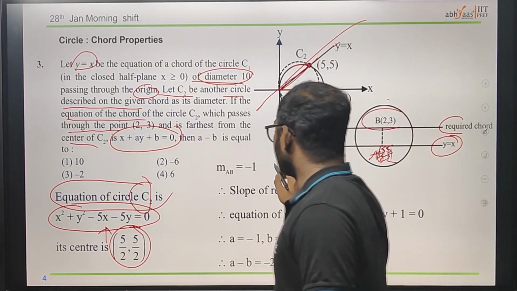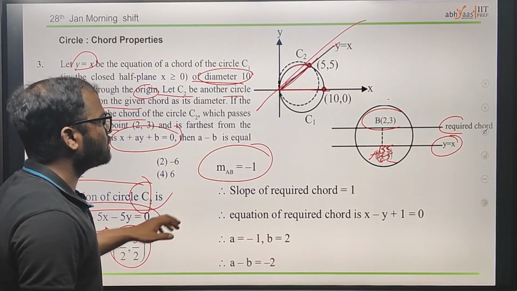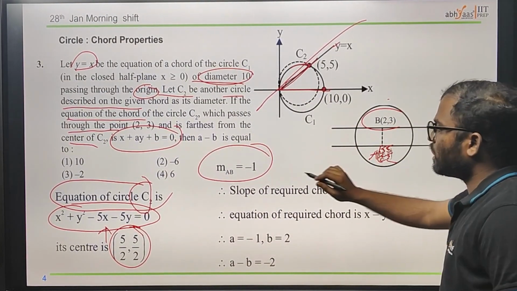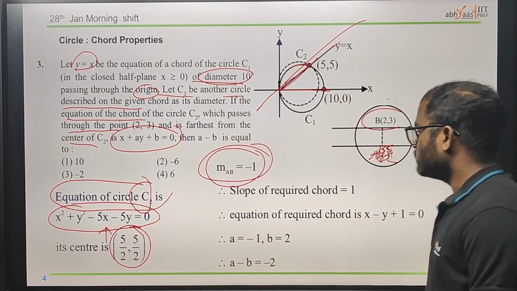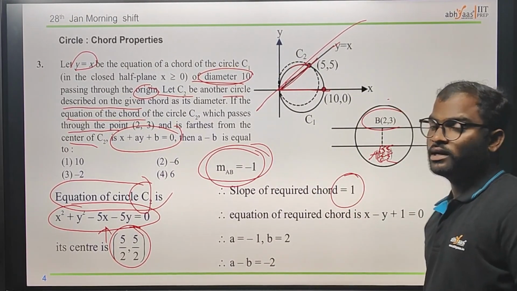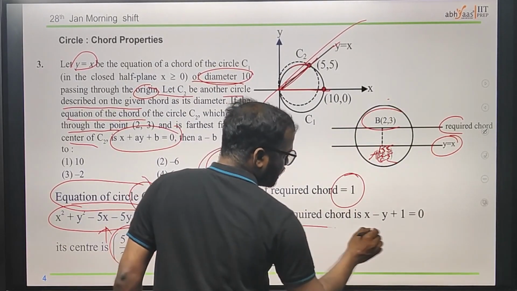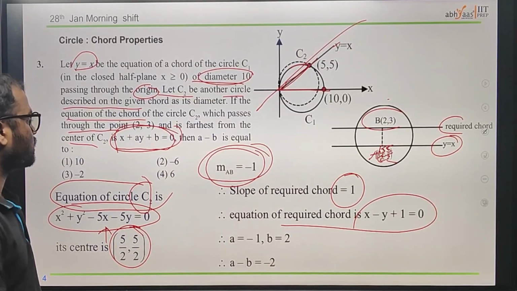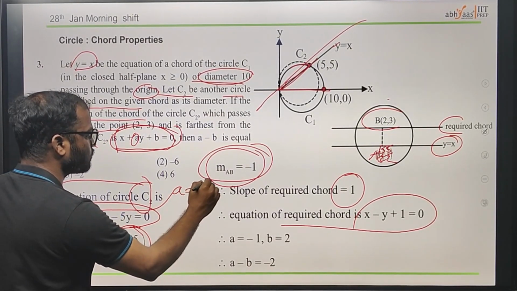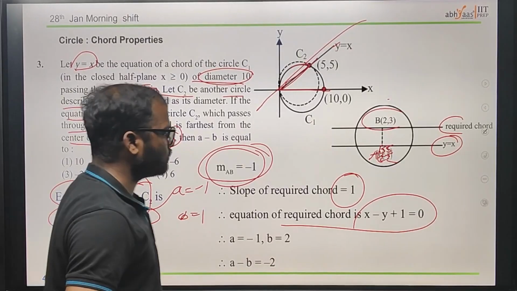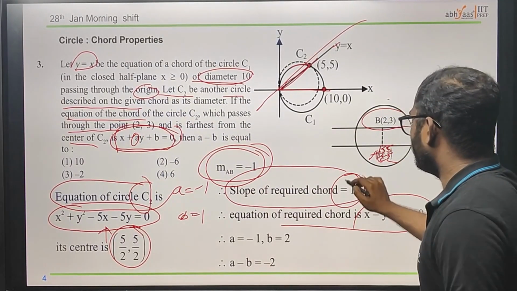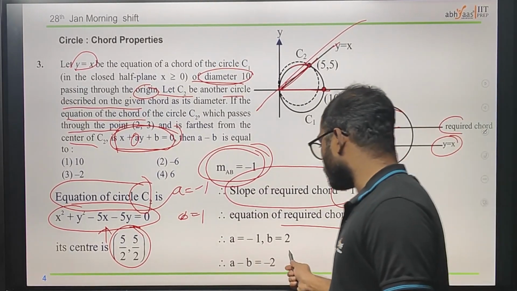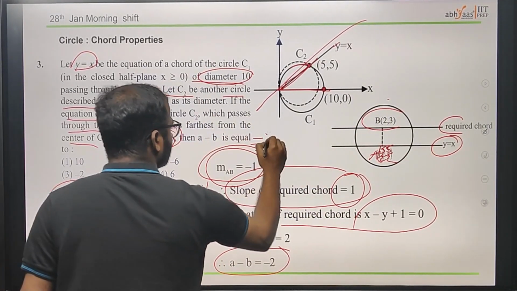Now, taking the slope of AB, from the center to B we have the slope -1, so the slope of the required chord will be 1. Therefore the equation of the required chord will be x minus y plus 1 equal to 0, where a equals -1 and b equals +1. Using the slope, we got the equation of the required chord. That's how we got a minus b equal to -2.